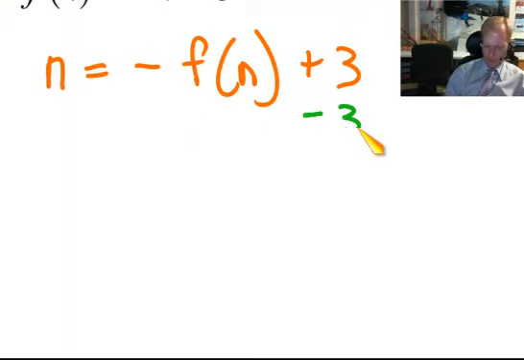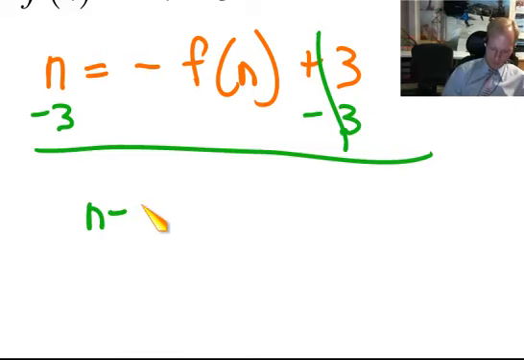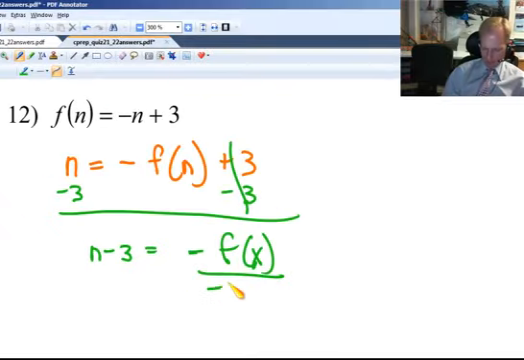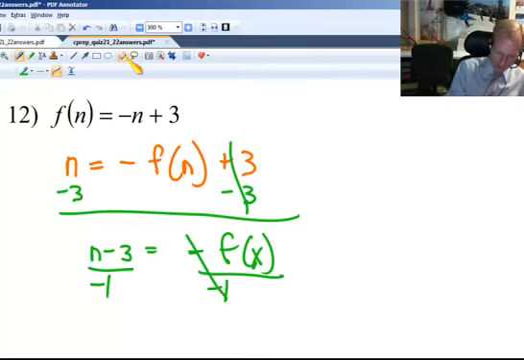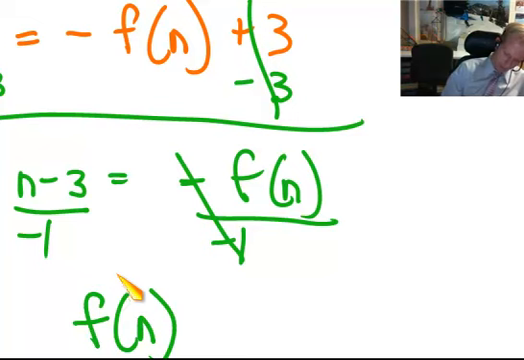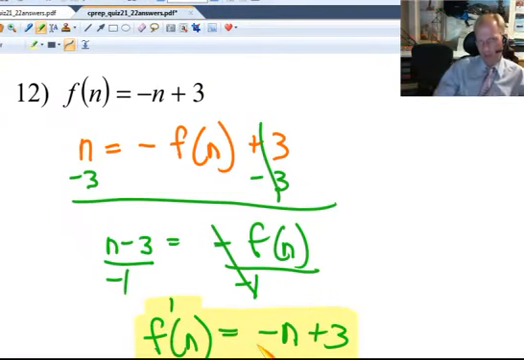Okay, now I'm going to subtract 3, leaving me with n minus 3 equals negative f of n. And then I divide by negative 1. So that gives me f inverse of n equals negative n plus 3. Now in this case, it turns out the inverse is the same as the function itself, which is possible.